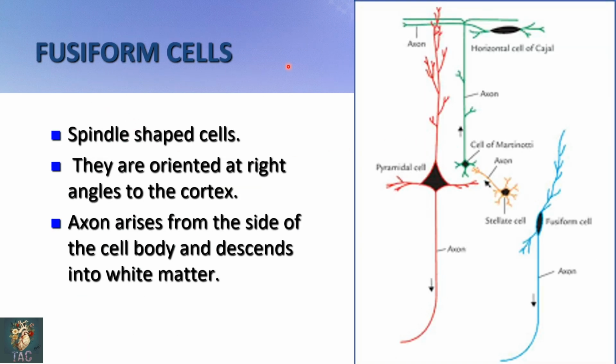So fusiform cells are another type of cell. In this diagram you can see this reddish cell is the pyramidal cell. This small star-shaped cell is the stellate cell. This one is the cell of Martinotti, and this is the fusiform cell. It is a spindle-shaped cell oriented at a right angle to the cortex, and the axon arises from the side of the cell body and descends into the white matter.